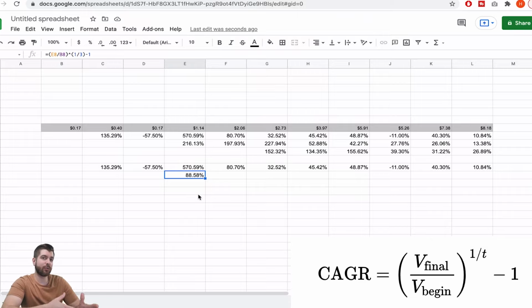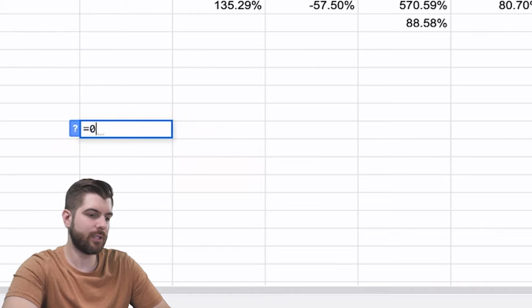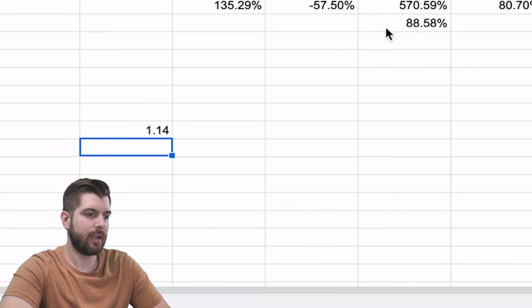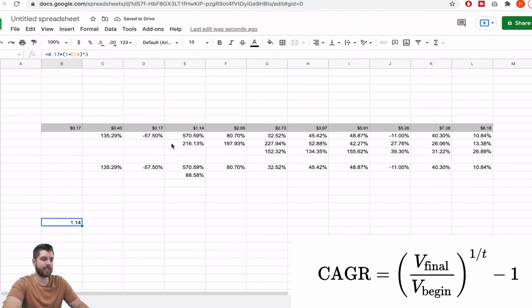And so what we can see is that the 3-year annualized growth rate of free cash flow per share is 88% per year. And to illustrate what I mean by that, if we took 17 cents and we increased it by 88% per year for 3 years, it would look like this. We would say 0.17 multiplied by 1 plus our growth rate to the power of 3 years. And here we have the $1.14 that we have right here. So if we increase that 17 cents by 88% per year for 3 years, that's how we get to $1.14.